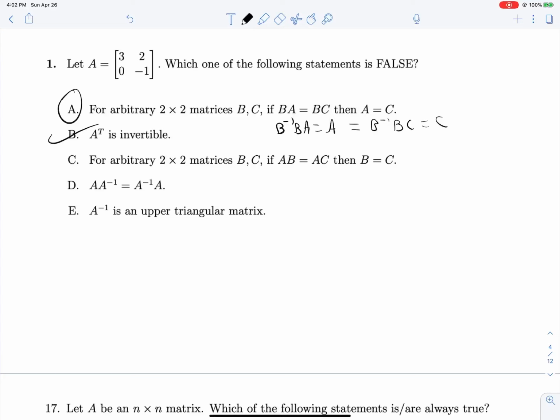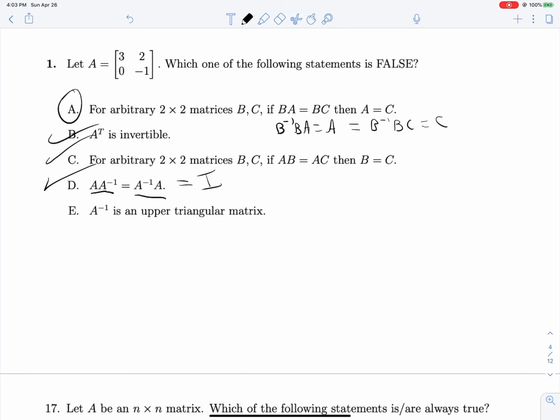Well, this works because since A is invertible, we can multiply the left side of both sides of this equation by A inverse. Thus, B would be equal to C because A inverse A will just turn into the identity matrix and go away. So that's true. Additionally, yes, this is a property that we know: A inverse A is equal to the identity. So that's true. And A inverse is an upper triangular matrix.